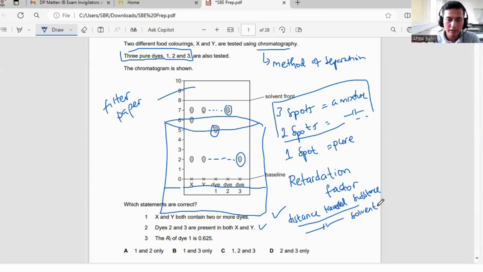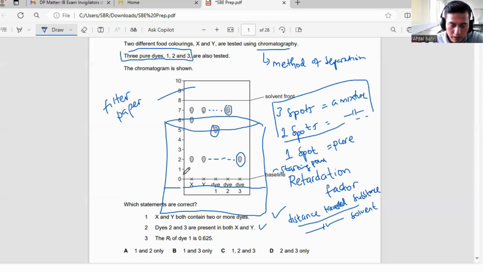How do we measure it? Look, there is a baseline here. The baseline is the starting point. So we place the sample here at the beginning, and then when the filter paper absorbs the solvent, the substances will get separated. And this is the example. We got several spots here, which indicate they are a mixture.